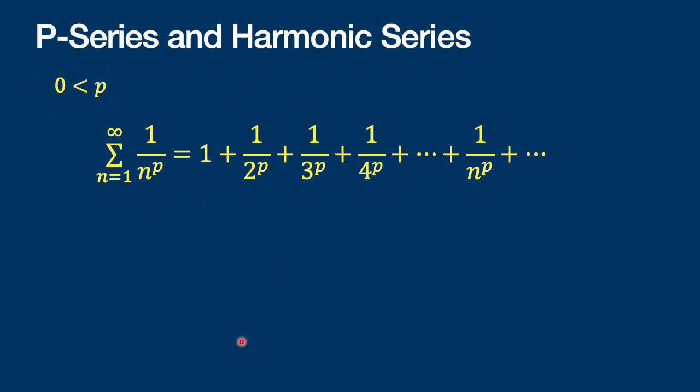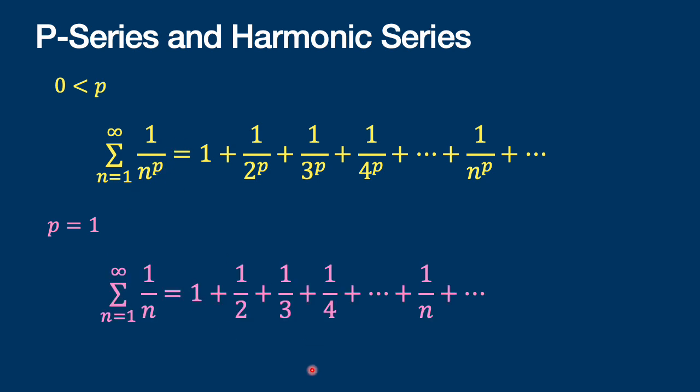Now, what is a harmonic series? That's going to be p equal 1. When you plug in the 1 here, you see summation n equals 1 to infinity of 1 over n equals 1 plus 1 over 2, 1 over 3, 1 over 4, up to 1 over n. In general we say P series, and especially when p equals 1, we say harmonic series. Now, next slide, we're going to investigate what happens to P series: whether they converge or diverge.